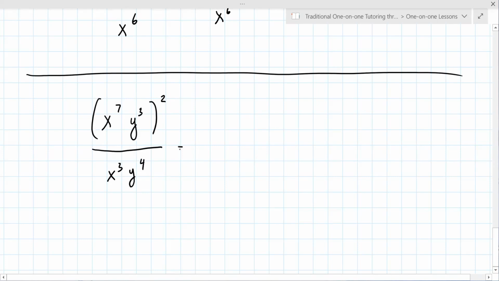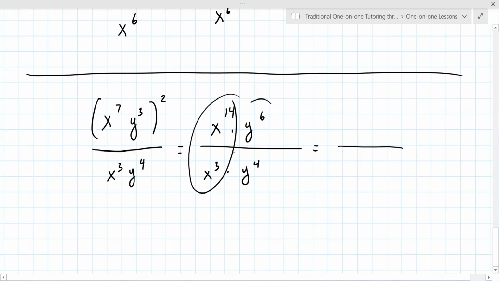Wouldn't you multiply both of the exponents? Yes. So x to the 14th, y to the sixth over x cubed y to the fourth here. So now it's really two separate problems. It's this x's and this y's. And so what? You would subtract the exponents, right? Yeah, so you get x to the 11th, y squared.